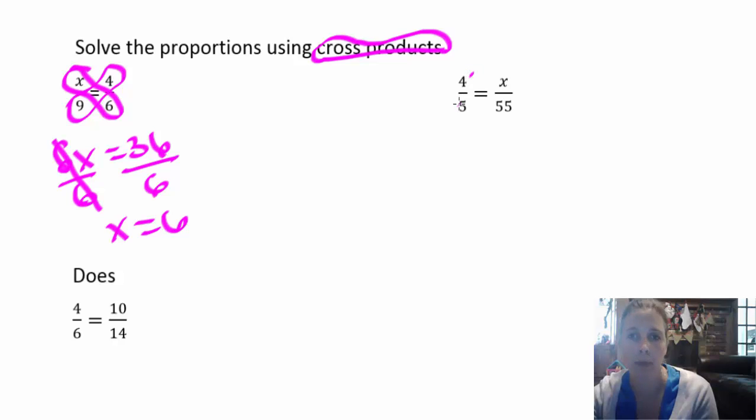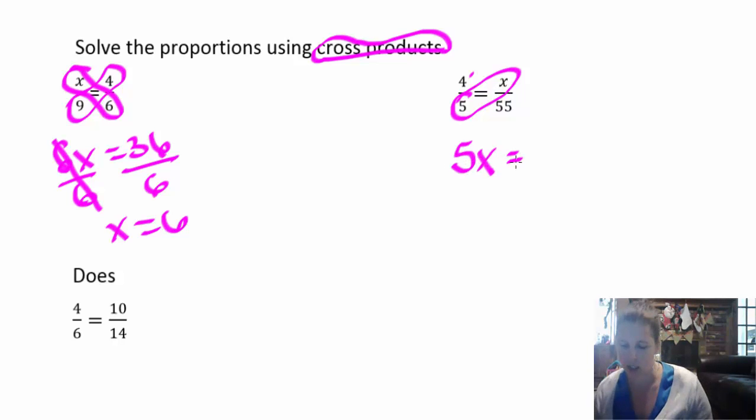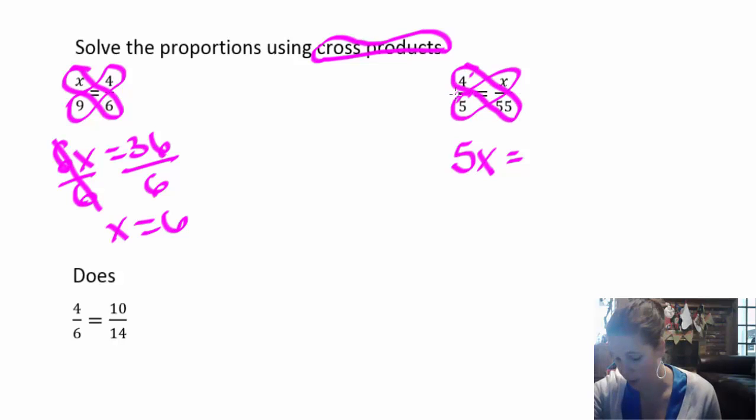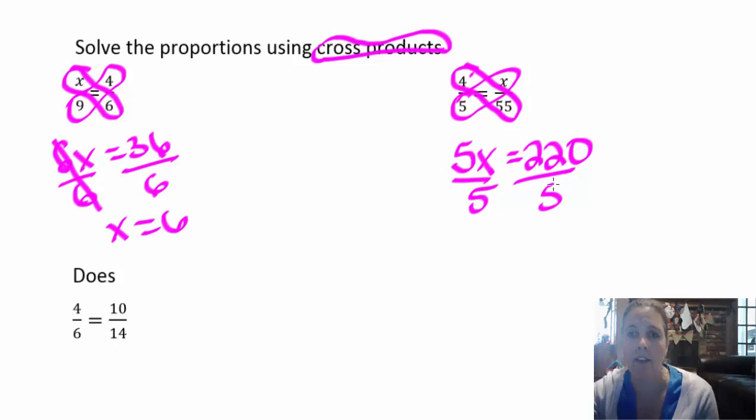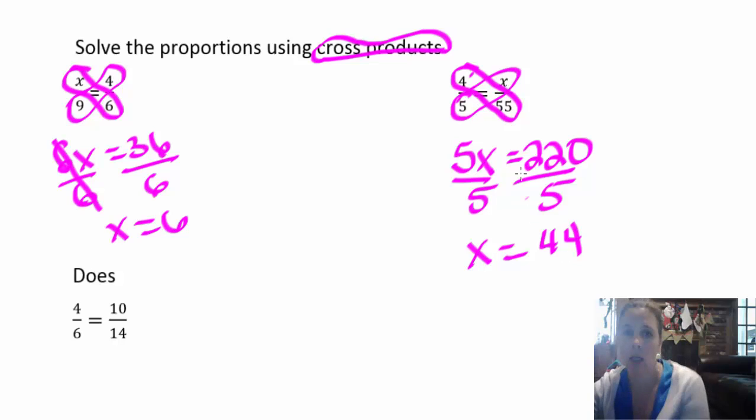So here, it doesn't matter which one you do first. I normally try to put the variable first just because that's the easiest to look at, or that's just what we're used to. And then 4 times 55 is what? 220. And then you need to solve for x. So we divide by 5. X should equal 44 if that is all correct. And you could have known that because 5 times 11 is 55, so 4 times 11 is 44. But just humor me for now, okay?